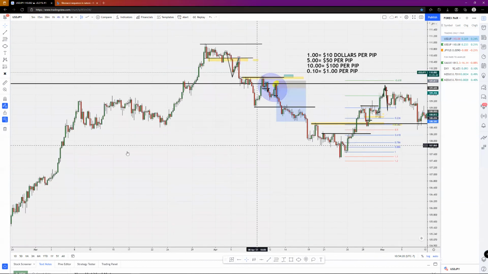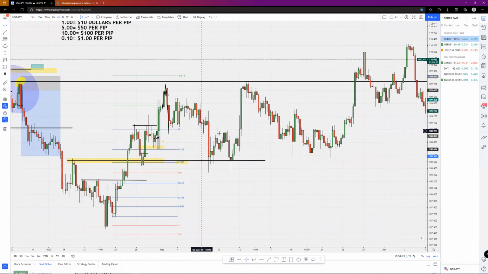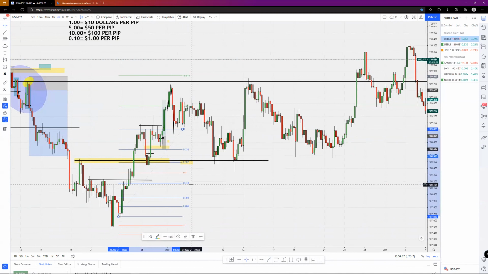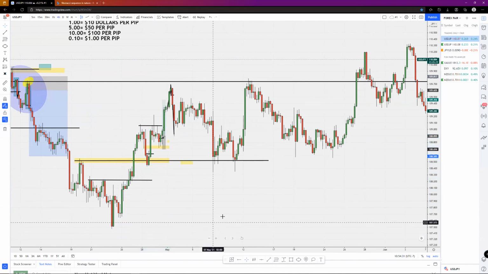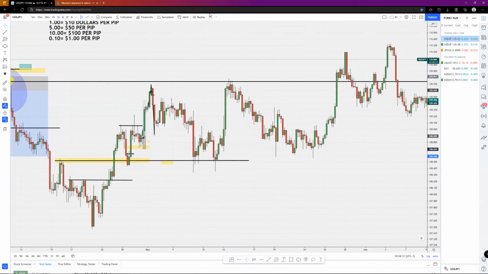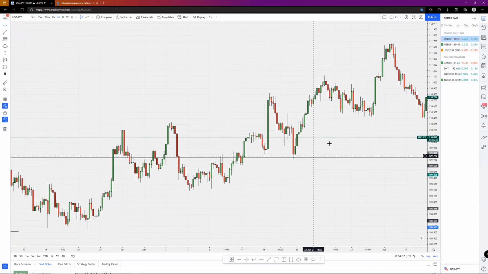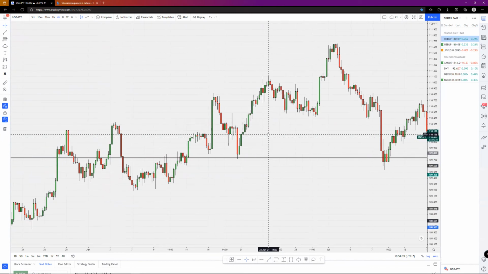So again, these are all over the place. It's not just in one area. This is like a continuum. It just keeps on going. I'll show you one more.